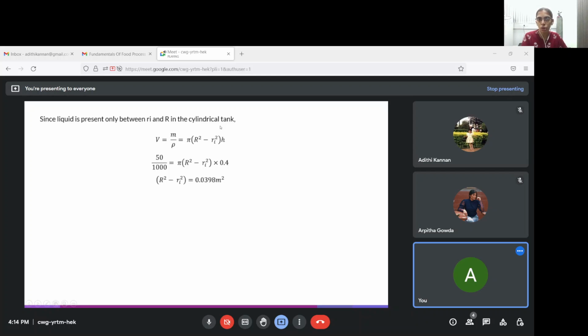So any doubt in how this came out, the volume of the liquid, or how we derive the pressure equation? If you guys have any doubts, I can explain it again as well.